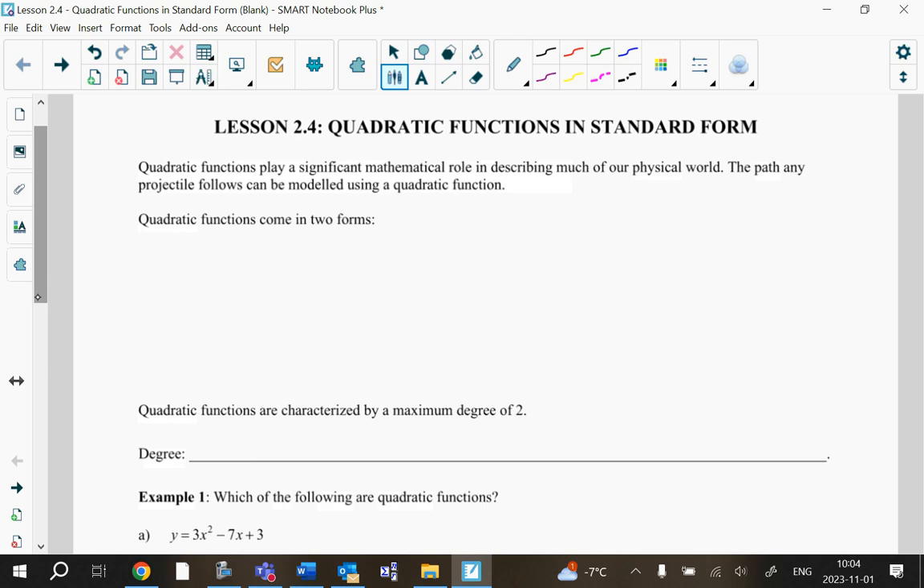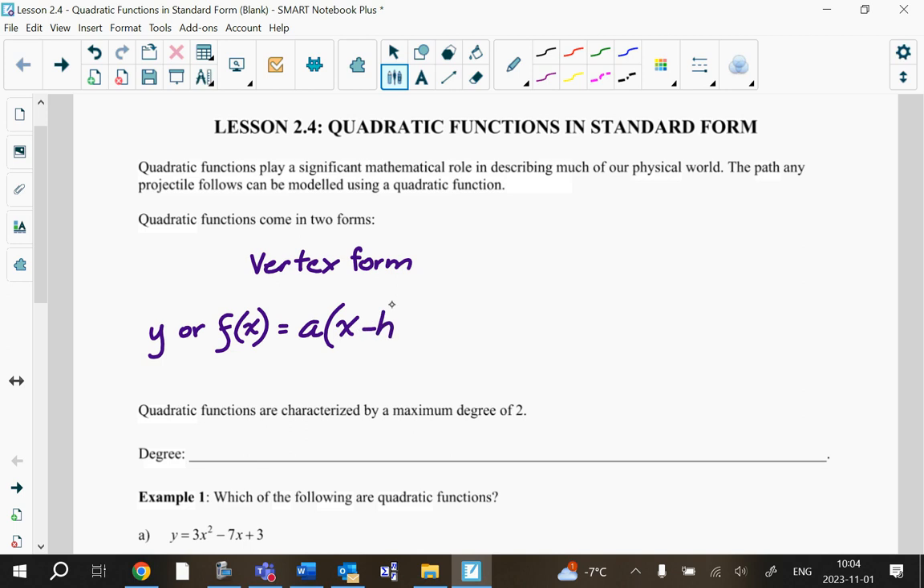There are 2 main types of forms for a quadratic function. Vertex form, we've seen. Vertex form is y or f of x equals a times x minus h in parentheses all squared plus k. And we are basically able to read the properties off the equation.